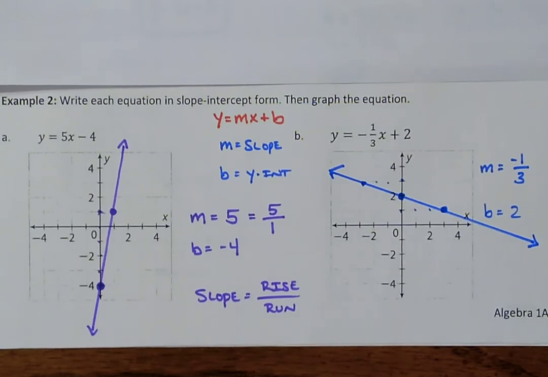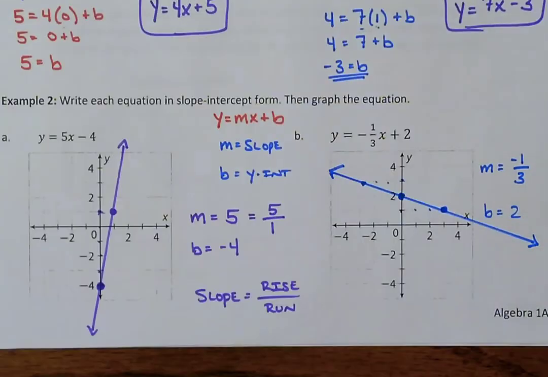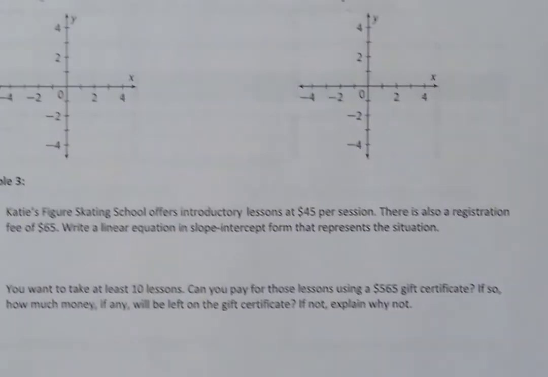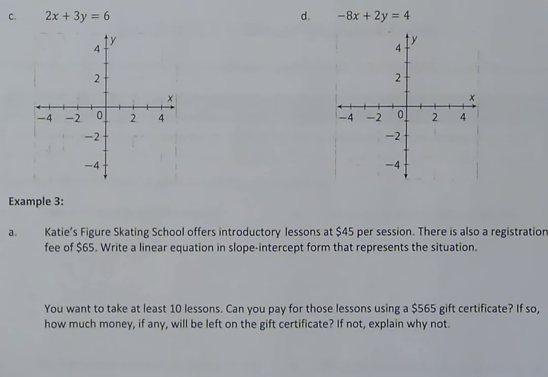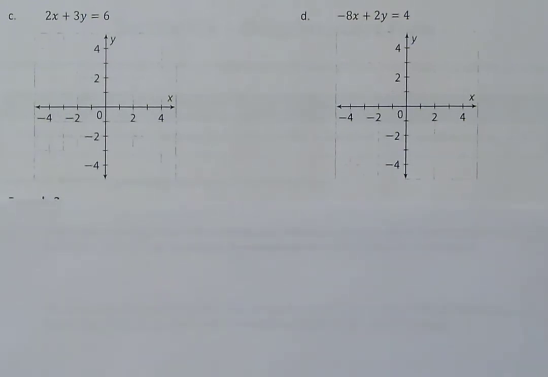Before we jump into our third example for the day, I do want to take a look at C or D, because C or D carries the same idea that we need to go through and graph it. It's just that it's not in slope-intercept form. So the way that I suggest you do this is that you get the equation into slope-intercept form, then use that information to help you graph the line.